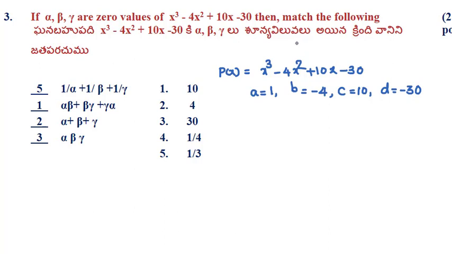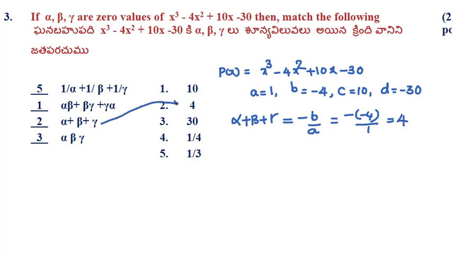Next problem. If alpha, beta, gamma are zeros of x cube minus 4x square plus 10x minus 30, match the following. This is a polynomial. If we compare with the standard form of the cubic polynomial, then a equals 1, b equals minus 4, c equals 10 and d equals minus 30. Alpha plus beta plus gamma, sum of zeros, we know the formula, minus b by a, that equals minus of minus 4 by 1, so alpha plus beta plus gamma equals 4.